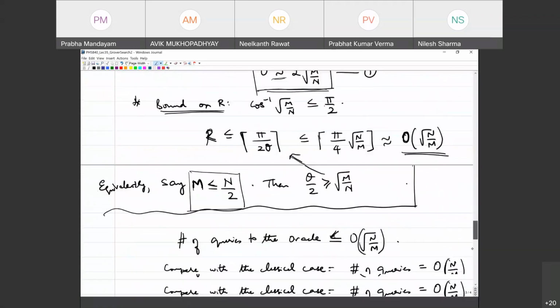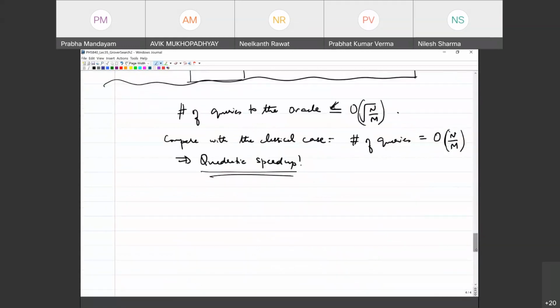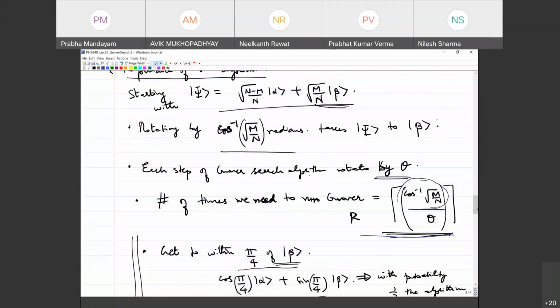Okay. So like I said, this works if m is much, much smaller than n. But what happens if there are many solutions? So this is the last thing I want to mention. So what if m is actually greater than n by 2, which means more than half the database is a solution? What happens? So go back and look at this angle. So what happens to this angle here? So remember that if m is less than n by 2, what's happening to this overlap angle with respect to beta?